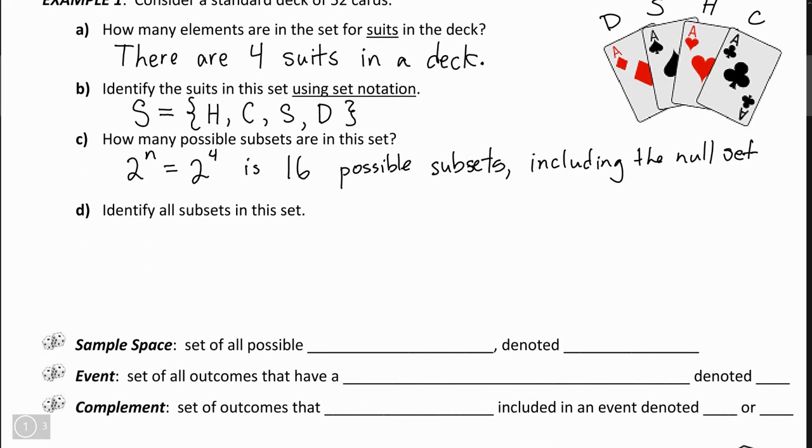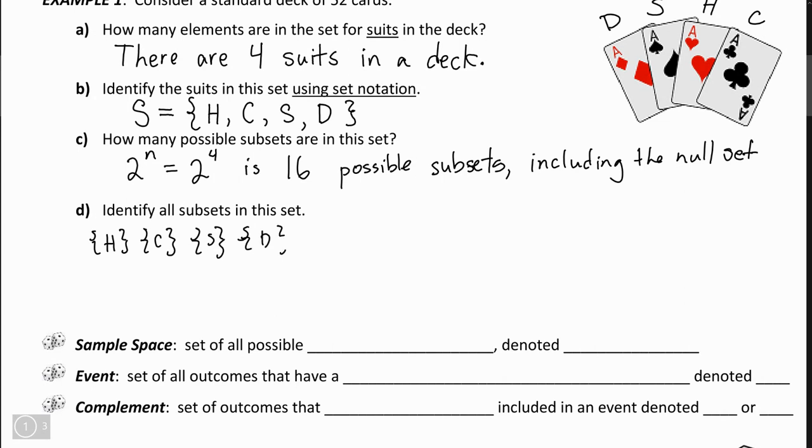Okay, so let's identify all the possible subsets. Again, think of this as the classroom. You have 4 of these students here, H, C, S, D. How many ways can you make them as subsets? So you can just have a subset of H. You can have a subset of each one by itself, right? So I'm going to put H, C, S, D.